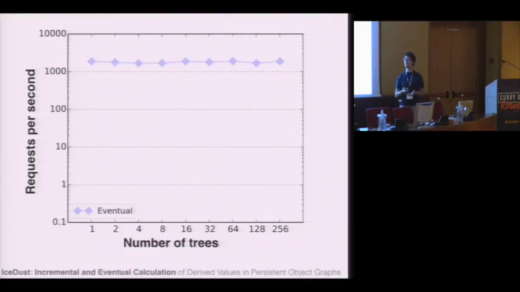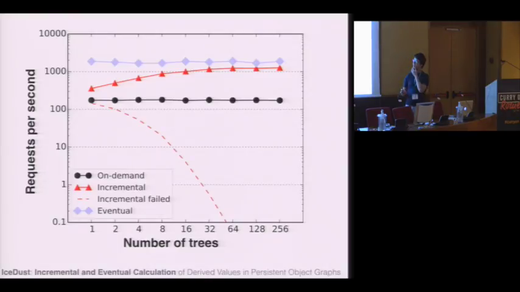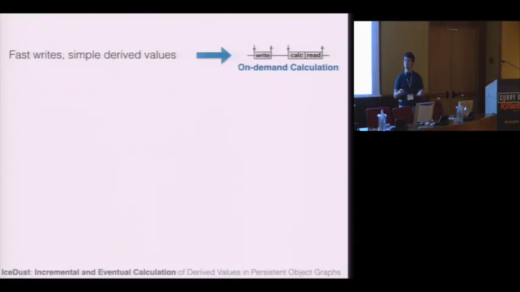And of course, Eventual performs very steadily as we expected. So if we go look at the overview, we can see, well, for fast writes and simple derived values, that's like up to 100 base values, we can use on-demand calculation. It's fast, there's not so much overhead, we load a couple of objects from the database.